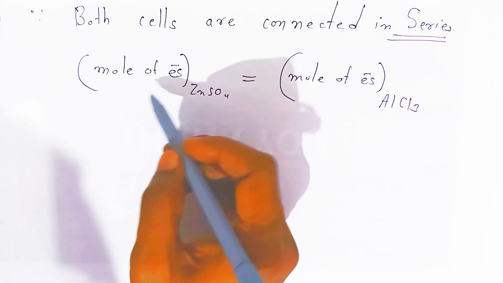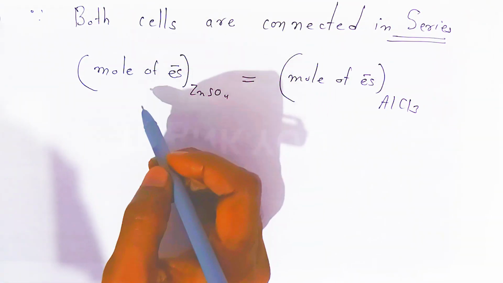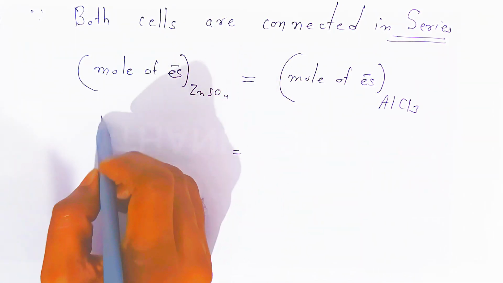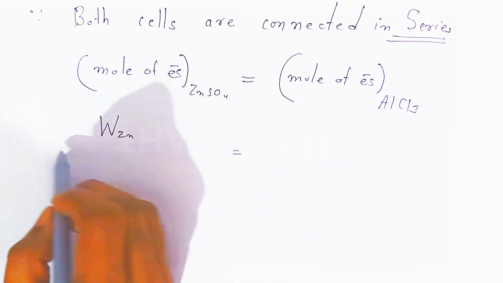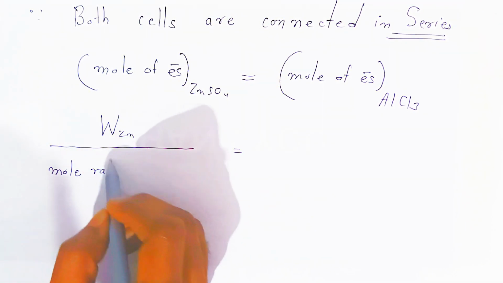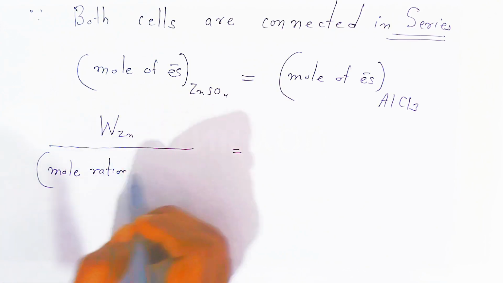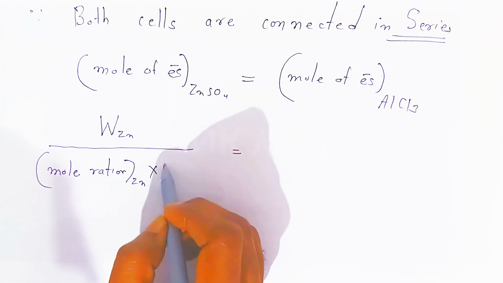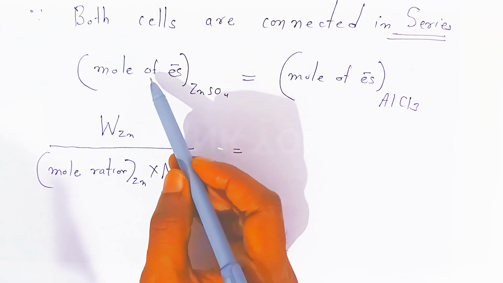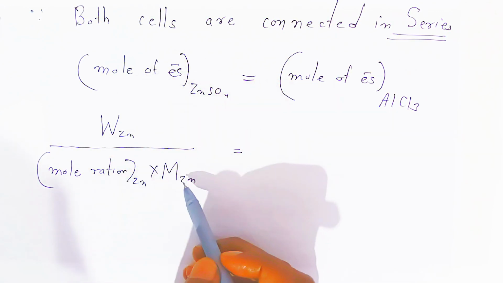If you want to find the moles of electrons in zinc sulfate, how will you find, students? You have to divide. If you want to find the weight of zinc solid, you have to divide with the mole ratio of zinc into the molar mass of zinc. Understanding, students? Weight of zinc is nothing but moles of electrons into the mole ratio into the molar mass of zinc.